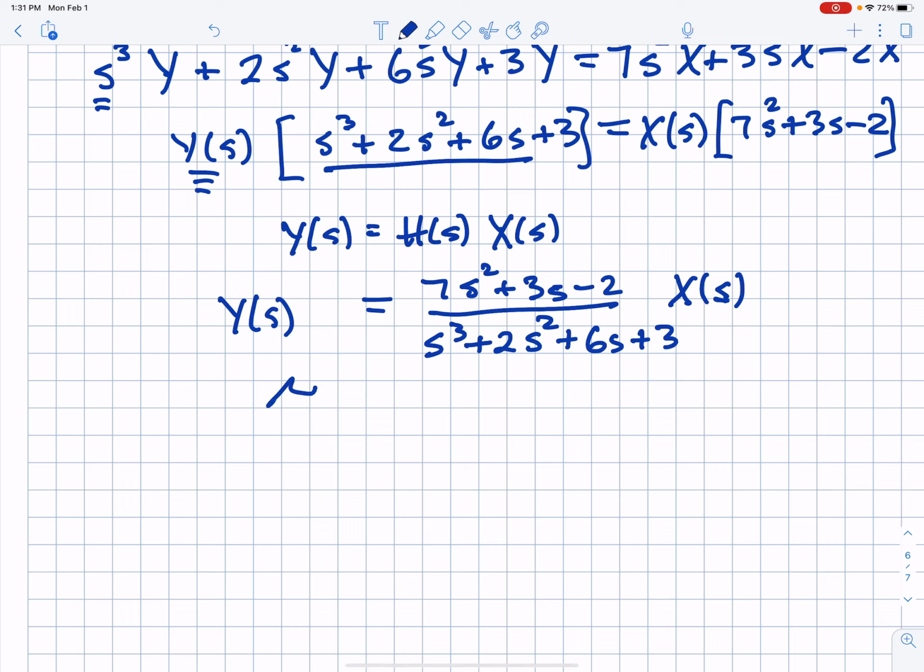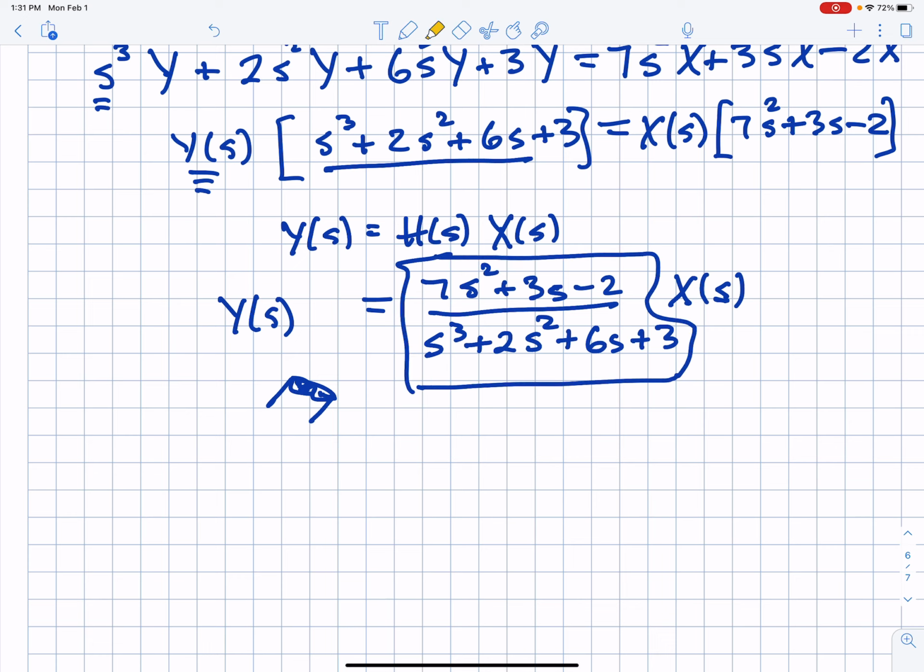So I put on my pattern recognizer and I tell myself, this part right in here must be H of s. And that's exactly right. So this is H of s, the transfer function.